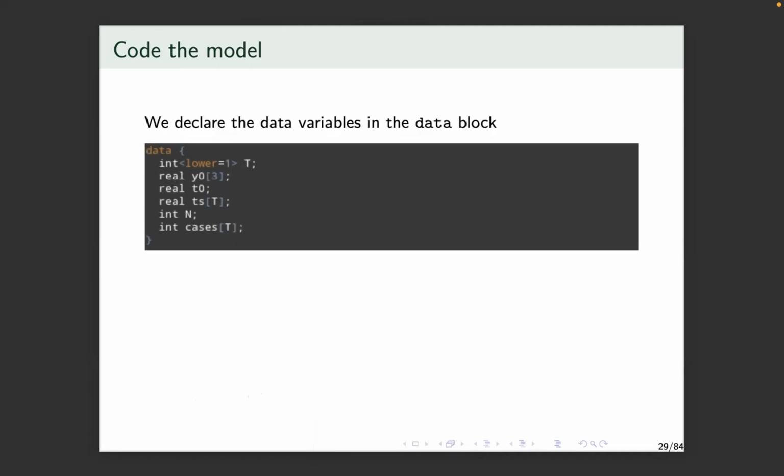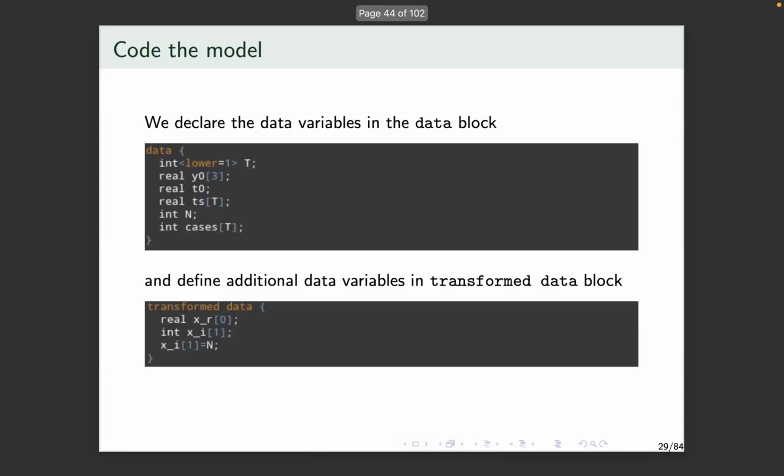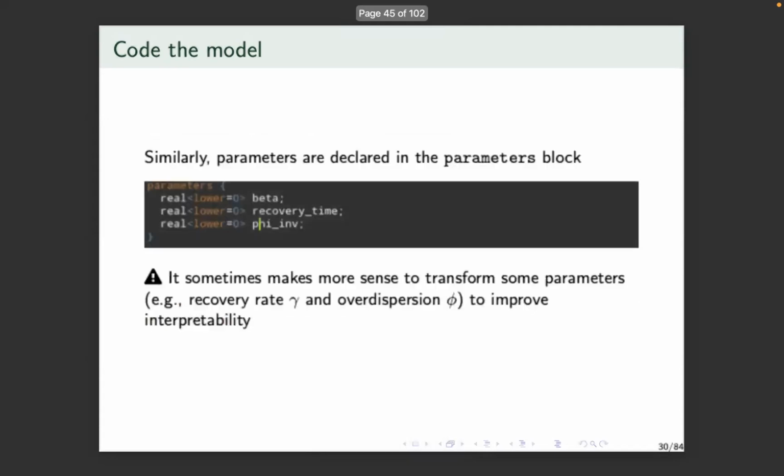And now let's use this function. So we provide as data the initial state y0 and the times ts for which we're going to run our calculations, and the number of cases for each of the days. Then in the transformed data block, we are specifying just the number of the boys in the boarding school, which is the total population.